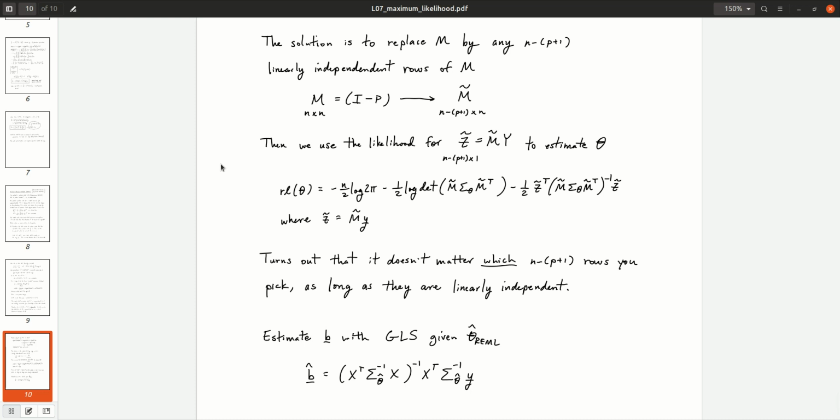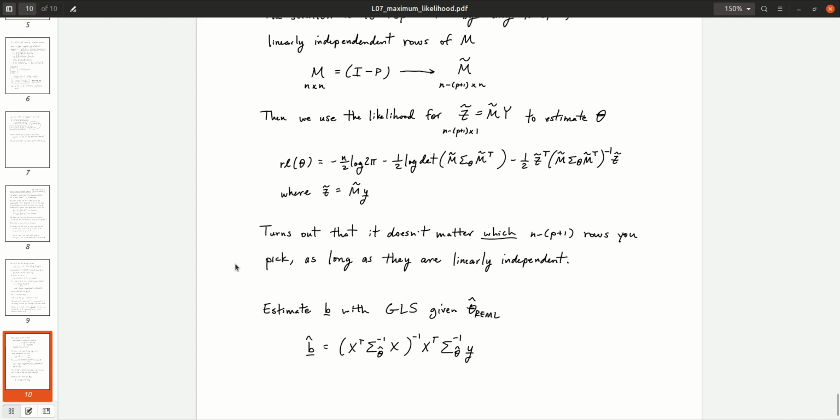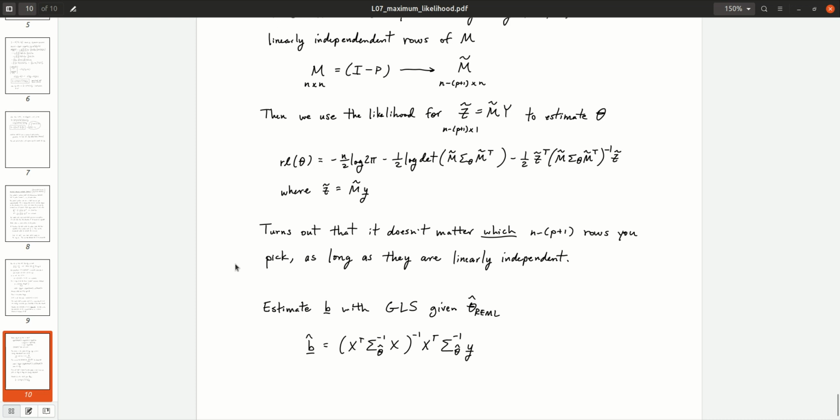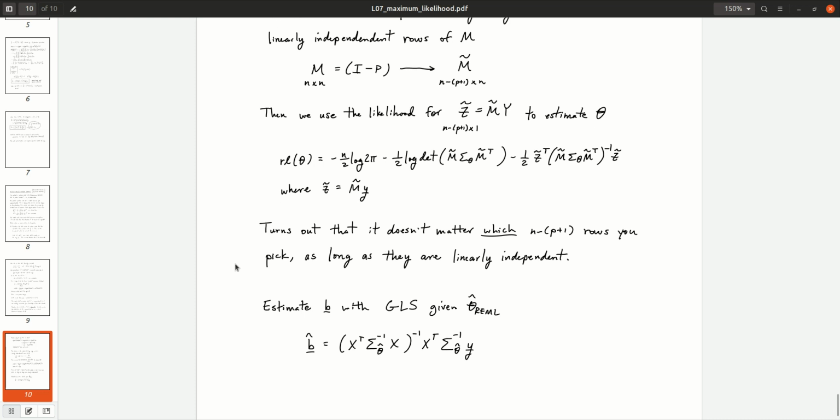A cool thing, which we won't go into, is that it actually doesn't matter. You might think, will I get a different answer if I pick different rows of M? Because there won't be just one set of linearly independent rows. It turns out that it actually doesn't matter which ones you pick. What I mean by that is the theta that maximizes this equation will be the same no matter which rows of M you pick, as long as they're linearly independent. So that will give you the estimate of theta.